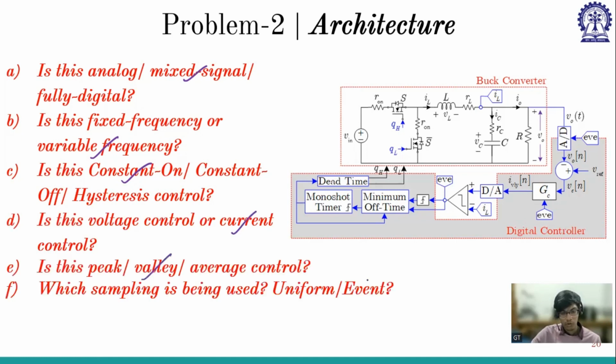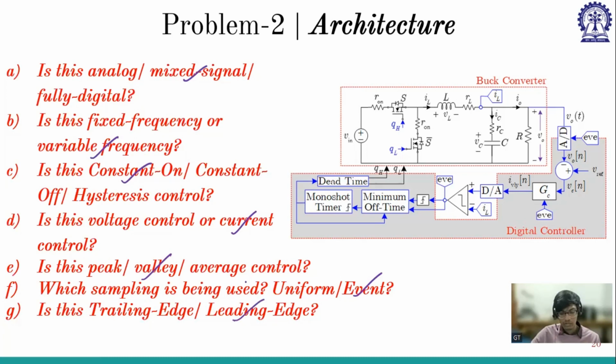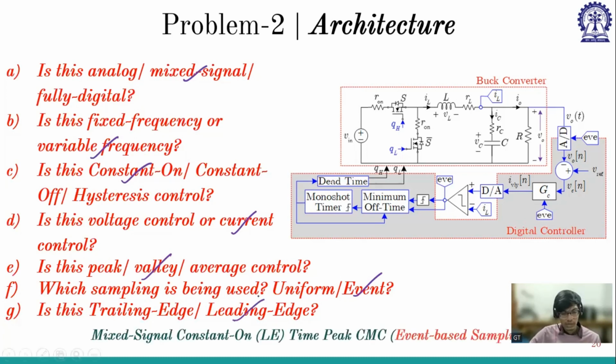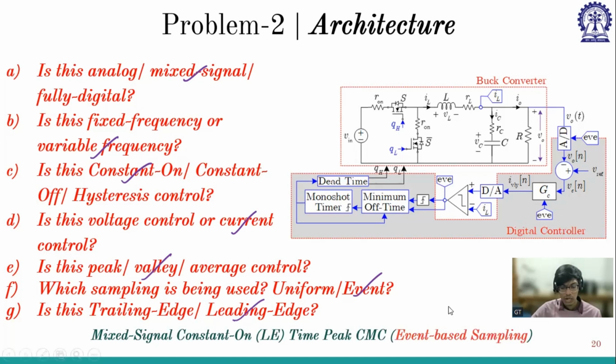So sampling, uniform or event. So is this trailing edge or leading edge? It is leading edge, because it is a valley current mode control. The edge will be leading. So it is a mixed signal, constant on time, leading edge, current mode control, and event-based sampling is used. And this is one such example. You can ask the same question to other architectures. So you can take an architecture, you can ask the same questions to yourself, and you can figure out what control architecture it is.